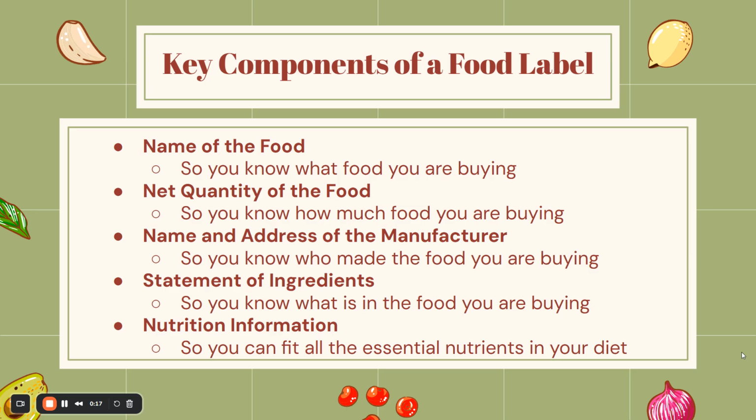A proper food label should include the name of the food, so you know what you're buying, the net quantity of the food, so you know how much food you are buying, the name and address of the manufacturer, so you know who made the food that you are buying, the statement of ingredients, so you know what is in the food you are buying, and the nutrition information, so you can fit all the essential nutrients in your diet.